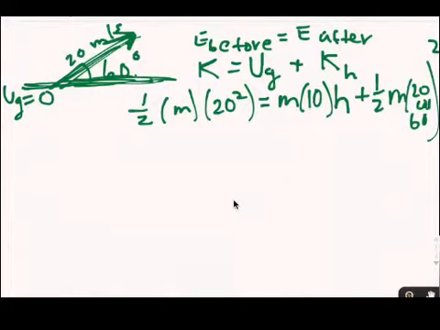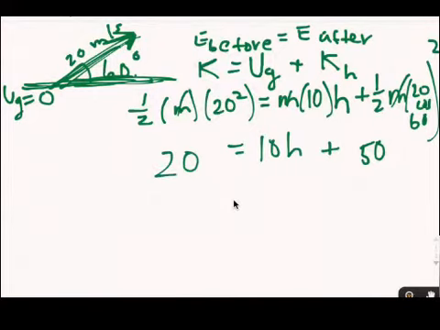But yeah, all the masses cancel. That's going to happen a lot actually in conservation of energy, unless there's a spring, because that one doesn't have mass. But when it's just kinetic and gravitational potential, there's a mass term in all of them, so they would all cancel out. This is 10h, this is 200, so h is 15 meters.